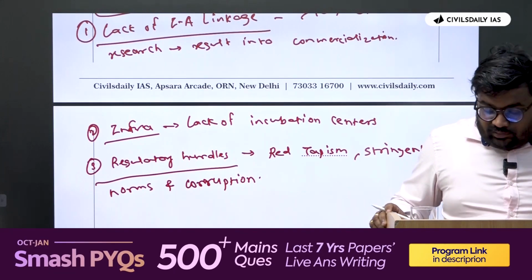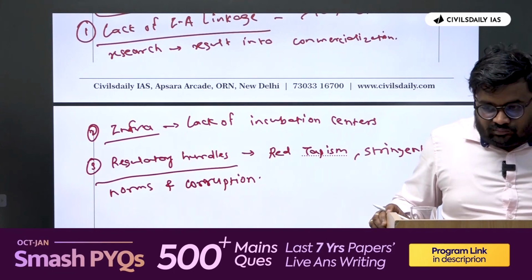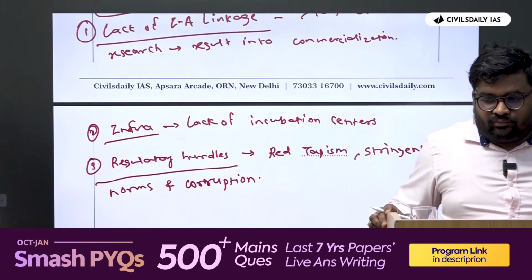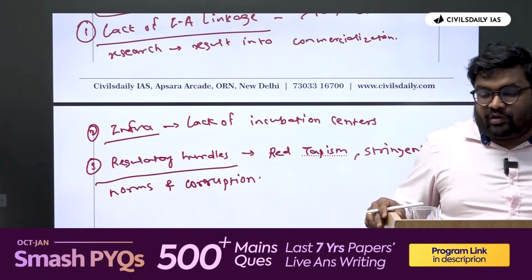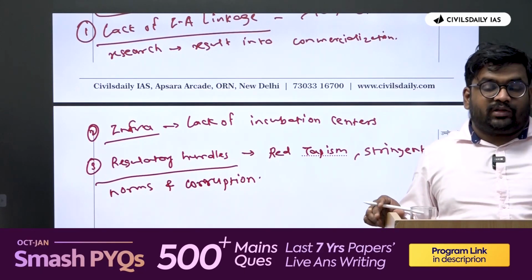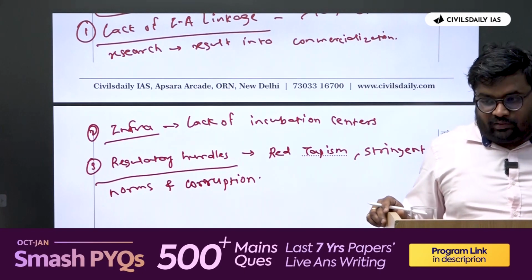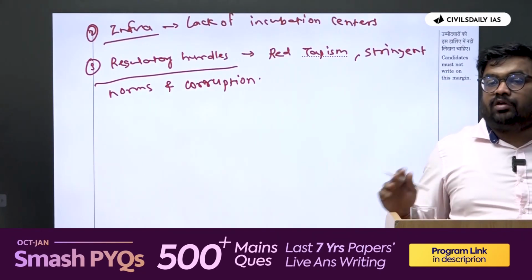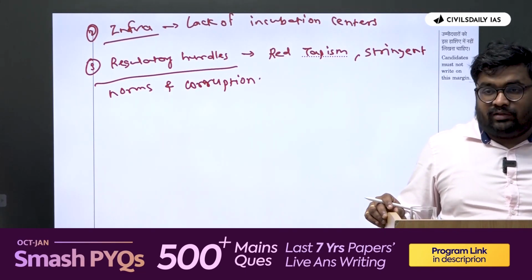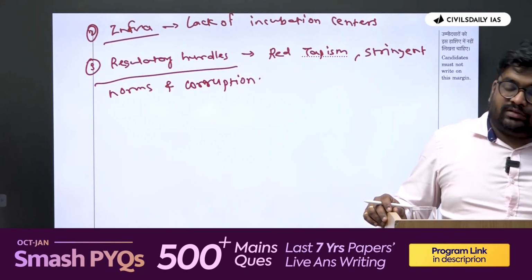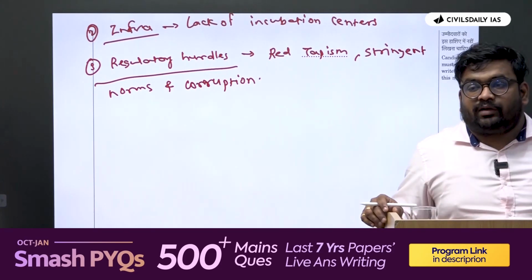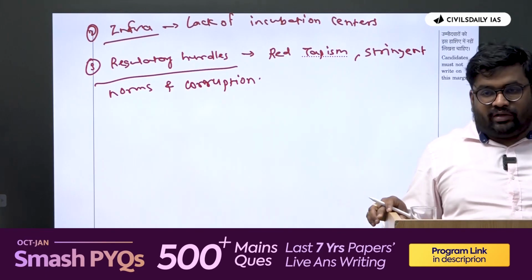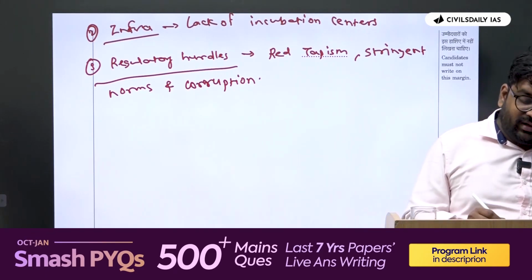What WTO norms? Ulta, WTO norms are facilitative, no? WTO norms with respect to IPR are not restrictive. WTO norms with respect to agriculture are restrictive. With respect to IPR, they are not restrictive. Okay? So we have talked about structural. Yes, but that will come into the E aspect. So structural covered, technological covered, administrative covered, legal.